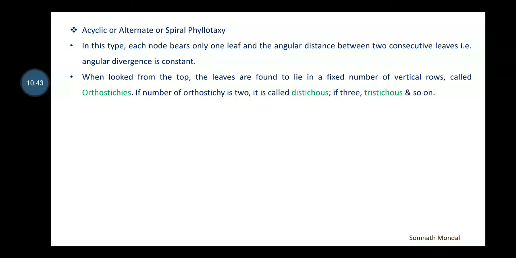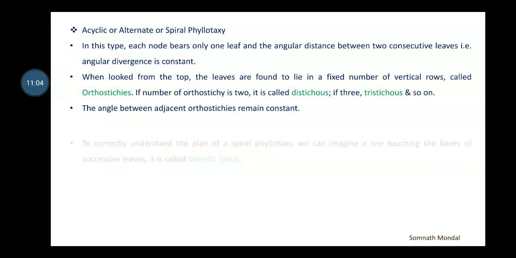So these vertical rows are called orthostiches. If number of orthostiches is 2, it is called disticus. If 3, it is called tristicus. If 5, it is called pentasticus, and so on. The angle between adjacent orthostiches will be constant.